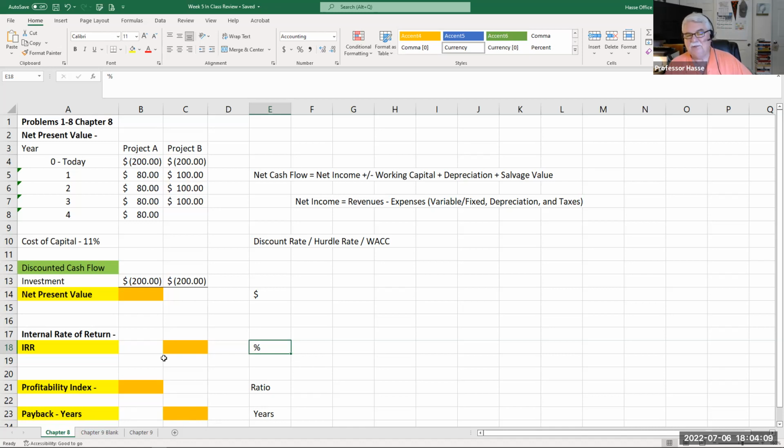4 different ways. Now, why, Mr. Hassey, why do we have to do 4 ways? Can't we just do one? No, because in the real world out there, every company in their financial culture does different analysis.